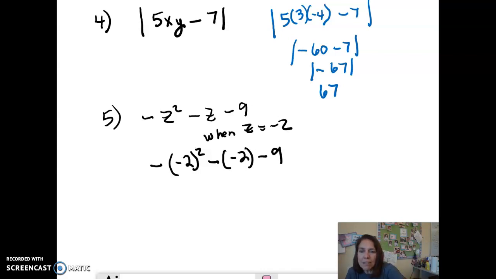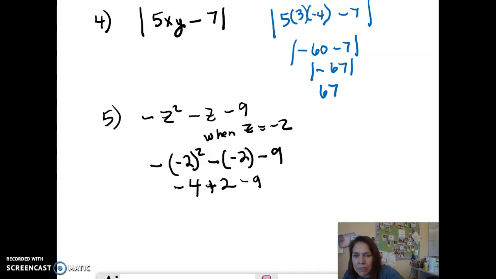Now let's go to town with our order of operations. This here is a +4, but I'm going to take the opposite of that, so this becomes a -4. Then -2 is +2, and then I have minus 9. Oh, it's like a times, that's a plus. Then we go from left to right. -4 plus 2 is -2. -2 minus 9 is -11.